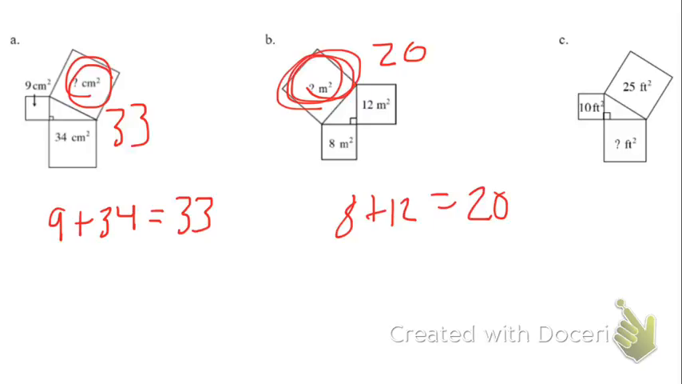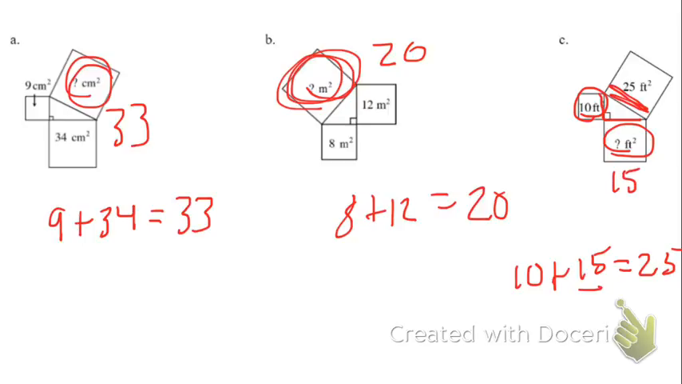Slightly different here. We've got one leg is 10, plus we don't know the other leg. Notice our longest side is the 25. So 10 plus something is going to equal 25. Not too hard to figure out. That must be a 15. 10 plus 15 will give us the 25.